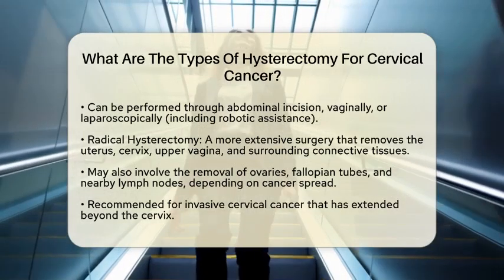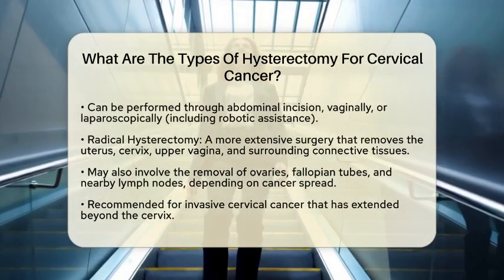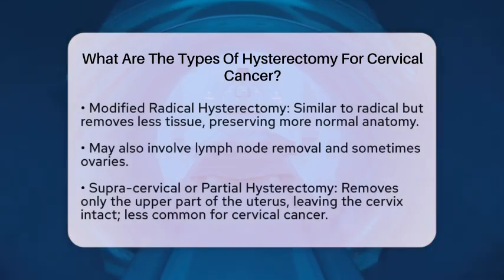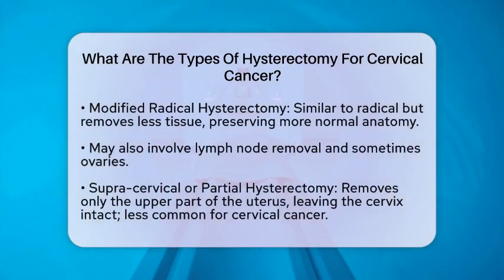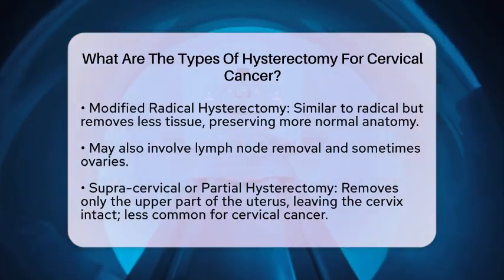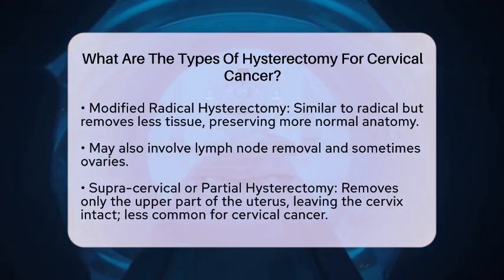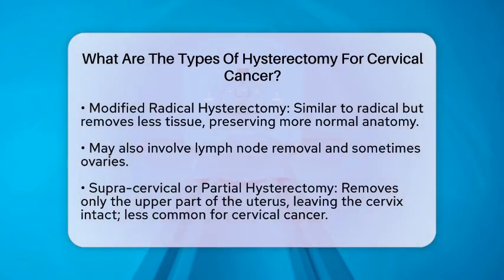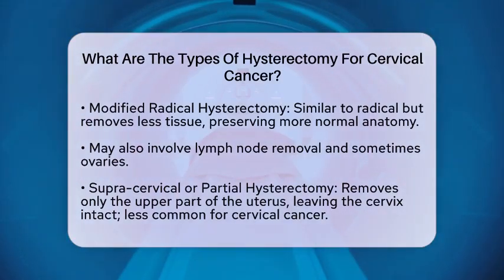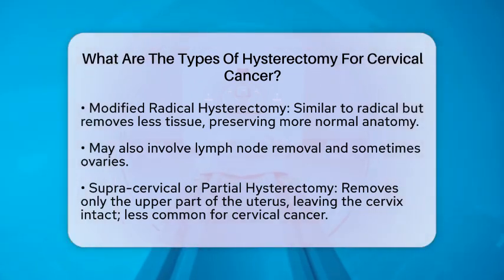Then we have the modified radical hysterectomy. This surgery also removes the uterus, cervix, and upper vagina, but it does so to a lesser extent than a full radical hysterectomy. This approach aims to balance the need to treat the cancer while preserving more of the normal anatomy. Similar to the radical hysterectomy, it may involve the removal of lymph nodes and sometimes the ovaries.